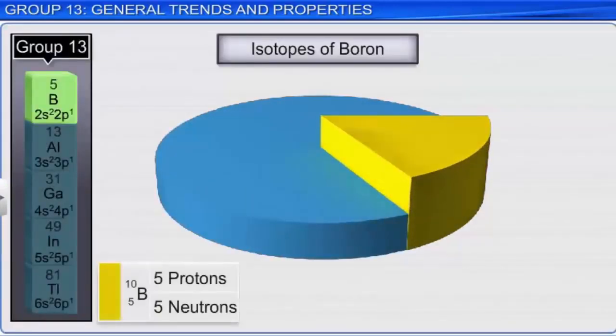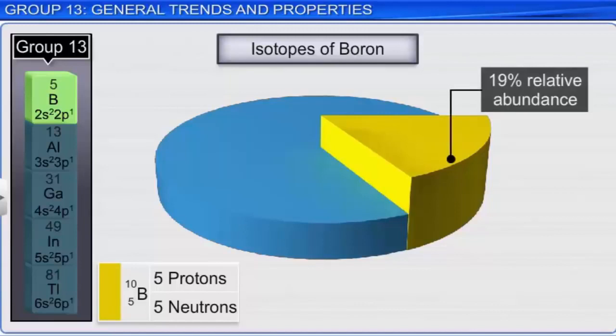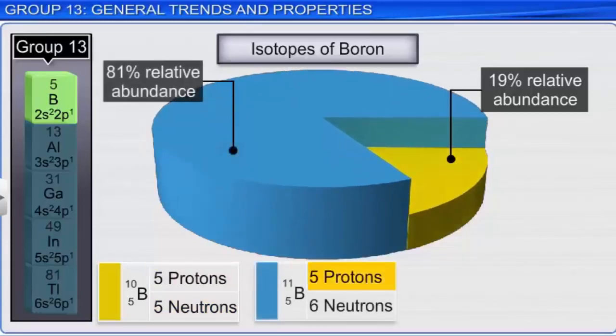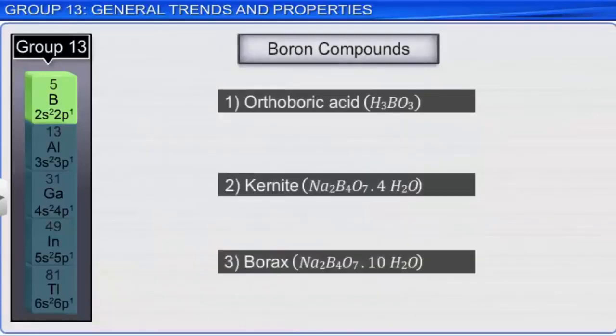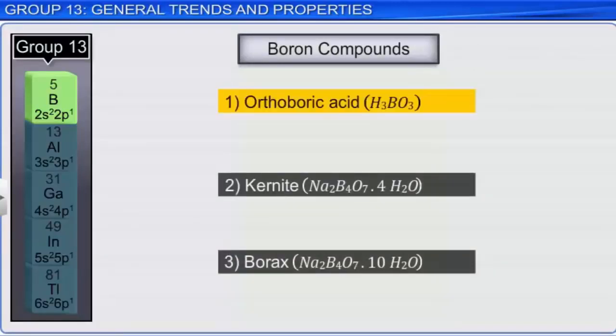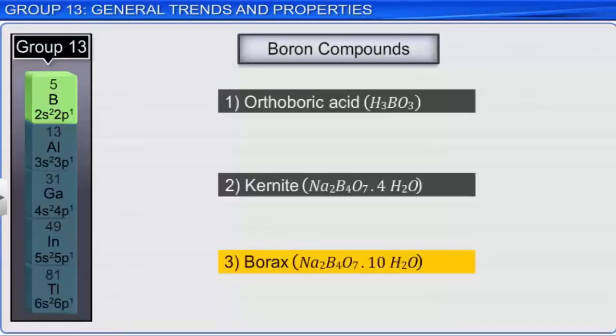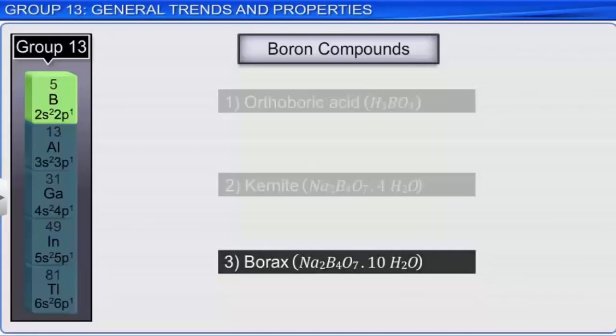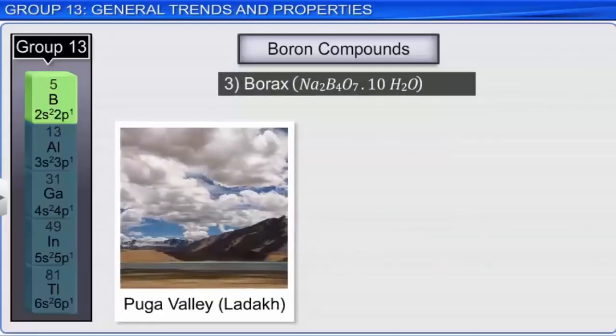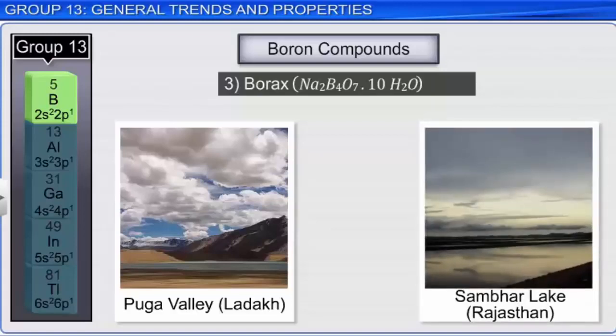Only 2 isotopes of boron are found in nature. Almost 19% of boron atoms are found as boron-10, with 5 protons and 5 neutrons. Boron-11, which has 5 protons and 6 neutrons, is the most abundant isotope. In nature, boron is most frequently found in 3 compounds: orthoboric acid, kernite, and borax. In India, borax is found in the Puga Valley in Ladakh and the Sambar Lake region of Rajasthan.